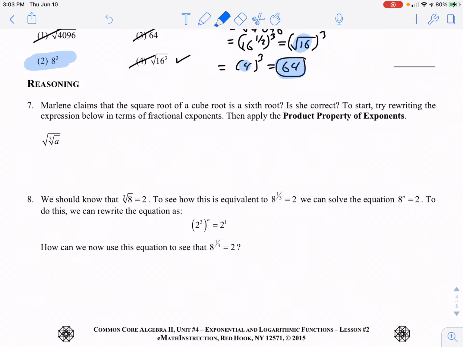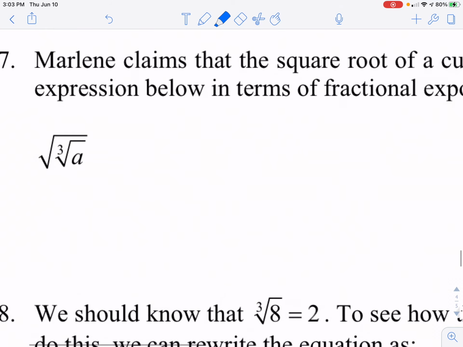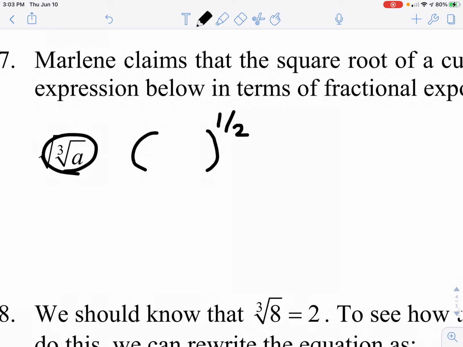Marlene claims that the square root of a cube root is a sixth root. Is she correct? Well, let's break this down and see. The square root itself can be written as something to the 1 half power. What is that something? It's this root here, which is a to the 1 third power. Remember, a cube root is 1 third.